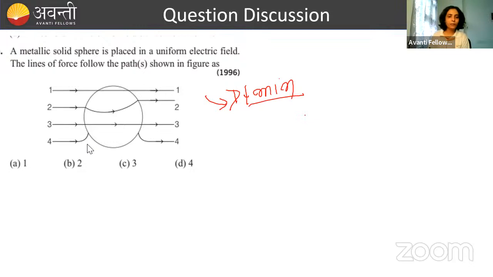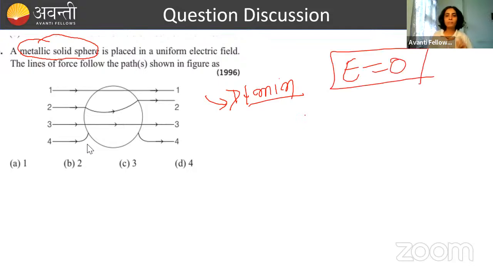This is a metallic solid sphere. Metallic का मतलब कंडक्टर है। कंडक्टर के लिए इलेक्ट्रिक फील्ड को ड्रॉ किया गया है। So you all know that electric field inside conductor is what? Zero. Always remember it. Electric field inside conductor is zero. And second thing, electric field on the surface of conductor is always normal to the surface. So first, second, third are wrong.